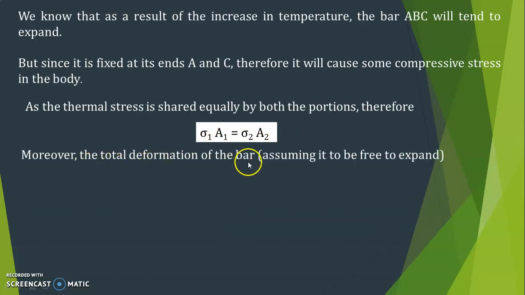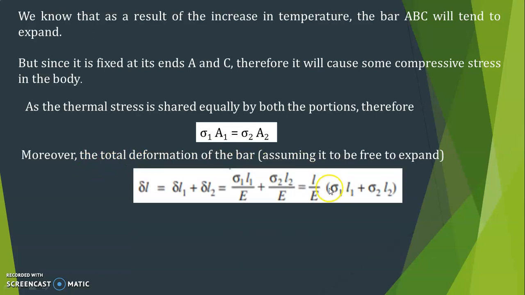Moreover, the total deformation of the bar is obtained assuming it to be free to expand. Here I have considered two sections, so the total deformation is delta L1 plus delta L2. How can you write delta L? Delta L is equal to delta L1 plus delta L2. What is delta L? Delta L is equal to PL divided by A into E. P divided by A is equal to sigma.